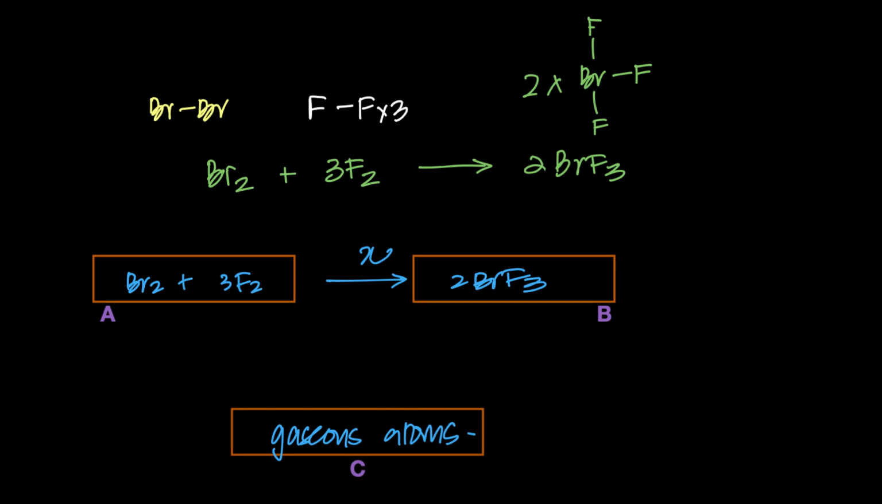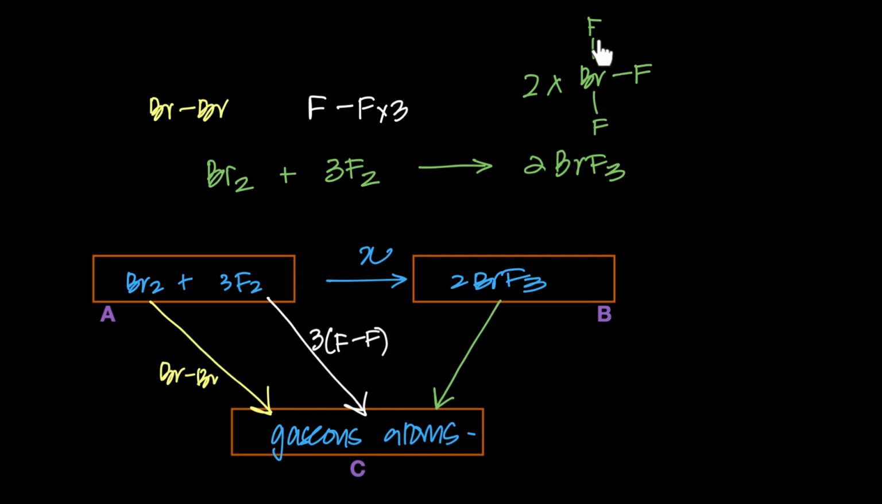And what you want to do is break every single thing. So you want to break the Br-Br, the 3 F-F bonds, and the 2 BrF3s. So this arrow is this bond breaking. That's just one Br-Br bond. And this white arrow is 3 F-F bonds, so whatever the data booklet value for the F-F bond is, multiplied by 3.